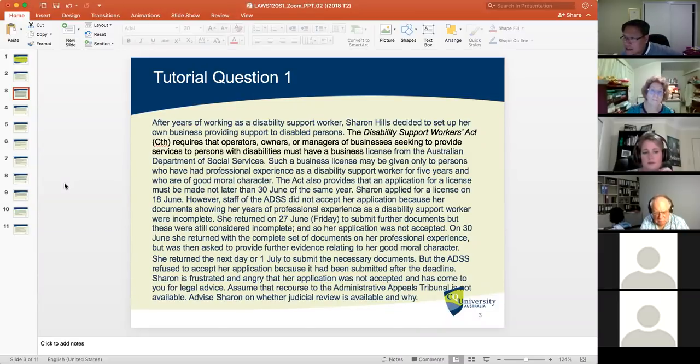Now, Damien is saying something here, but it would have been complete by 30/6 if it weren't for the procedural unfairness they imposed. Hang on, what are we talking about here? Okay. In relation to the tutorial question.